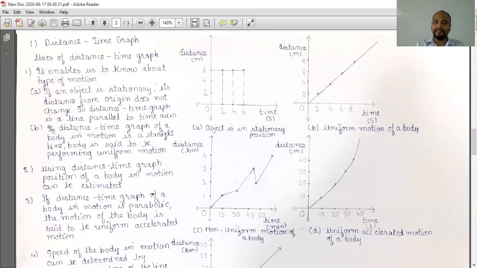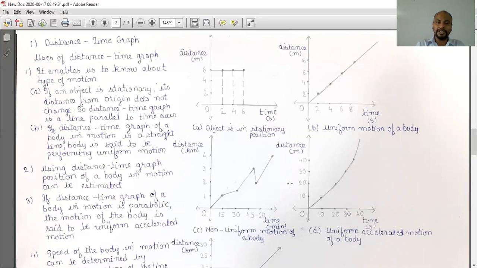If you see the B graph, it indicates uniform motion of a body. If in a distance time graph, the body in motion is a straight line from the origin, then we say that it is in uniform motion. Now, if you see the C graph, using the distance time graph, the position of the object or the body in motion can be estimated. Here, the C graph indicates non-uniform motion of the body.